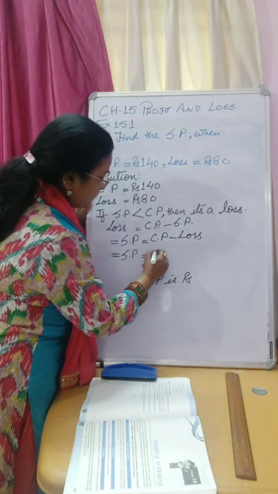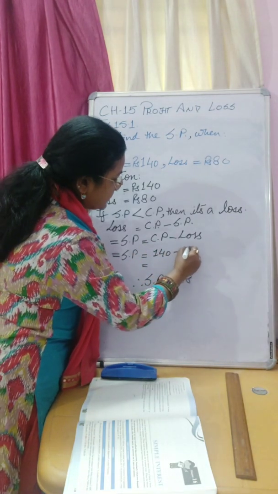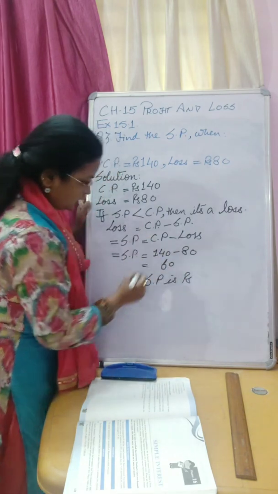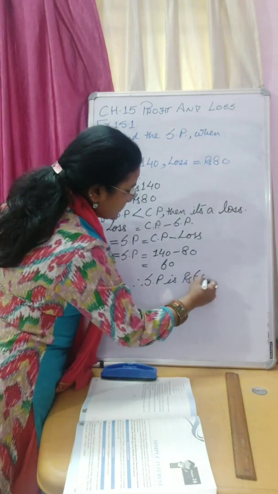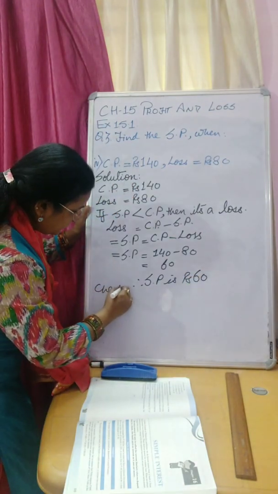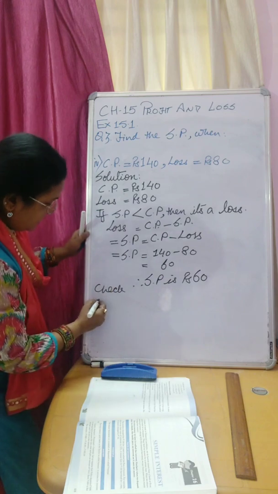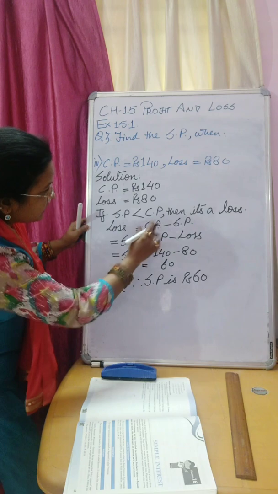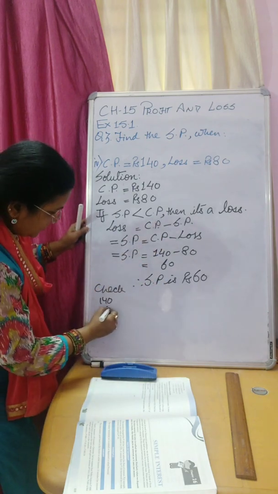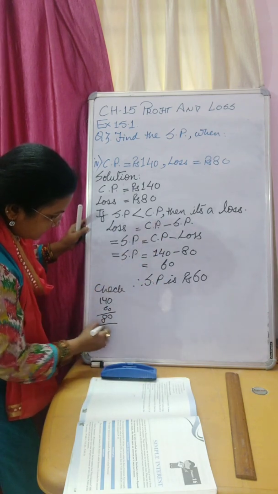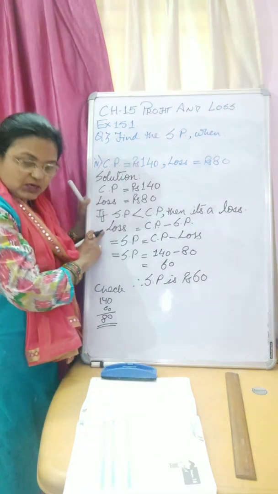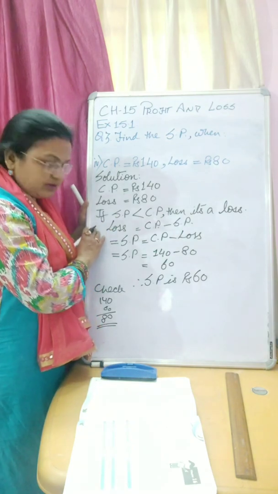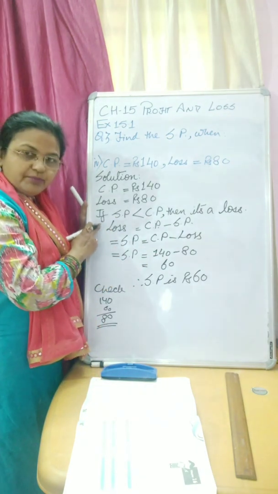What is CP? Rupees 140. Loss 80. Now subtract 0. 14 minus 8, 6. So SP is rupees 60. We can check also. How are we going to check? We'll subtract CP 140. We'll subtract SP from that 60. So what do we get? 14 minus 6, 8. 80 is loss. So we got 80. So this answer is correct. This is how we are going to check. And this is how we are going to derive the sub-formulas from the main formula.